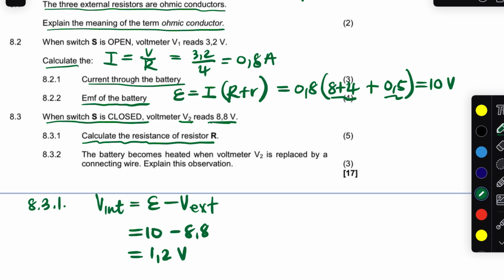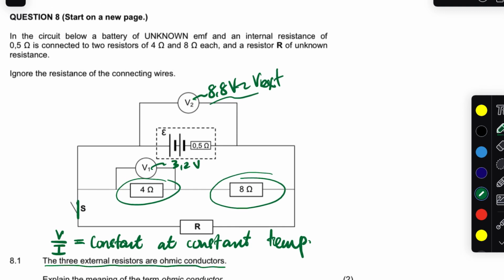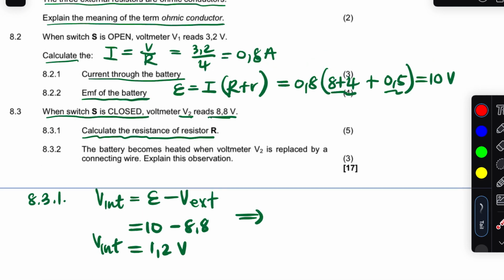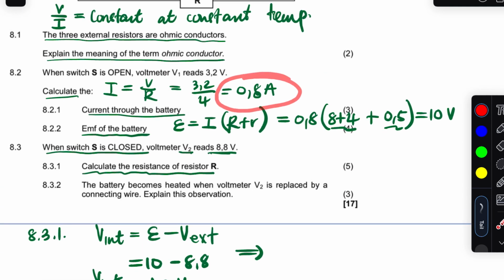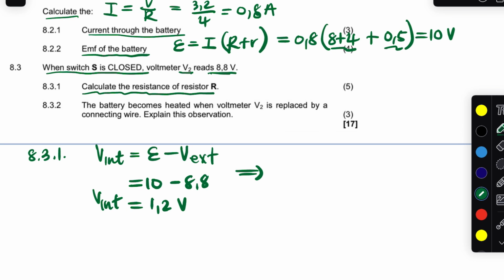So having the V internal, I can simply calculate the total current, because we do not know the new current. The current that we had was a current for only these two resistors. So when we add this one, the total resistance decreases and the current increases. So we'll have a bigger current than this now, because we added a resistor in parallel there. So let me calculate the total current.